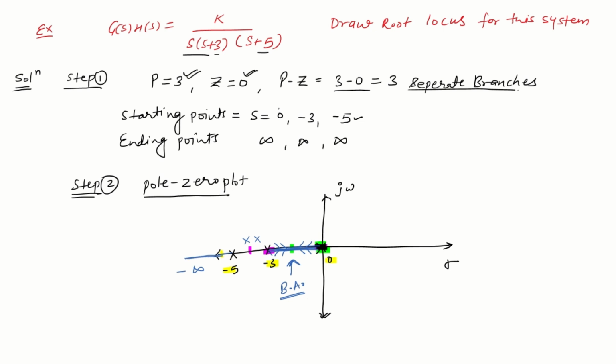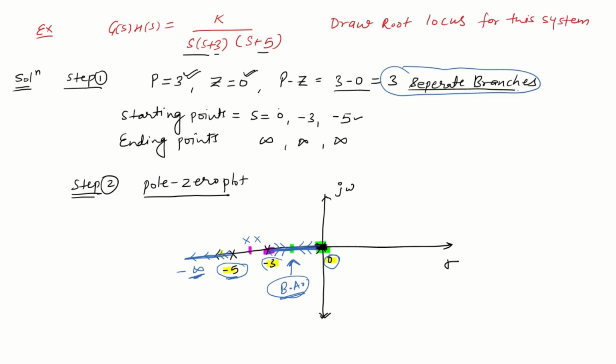So this branch of root locus will lie on the real axis, and it will start from minus 5 and terminate at minus infinity. So overall, from this discussion we can say there are 2 branches of root locus which will lie on the real axis. One starts from both 0 and minus 3 and terminates at the breakaway point, and the other branch starts from minus 5 and terminates at minus infinity. So out of these 3 separate branches, we have found that 2 branches of root locus will lie on the real axis.